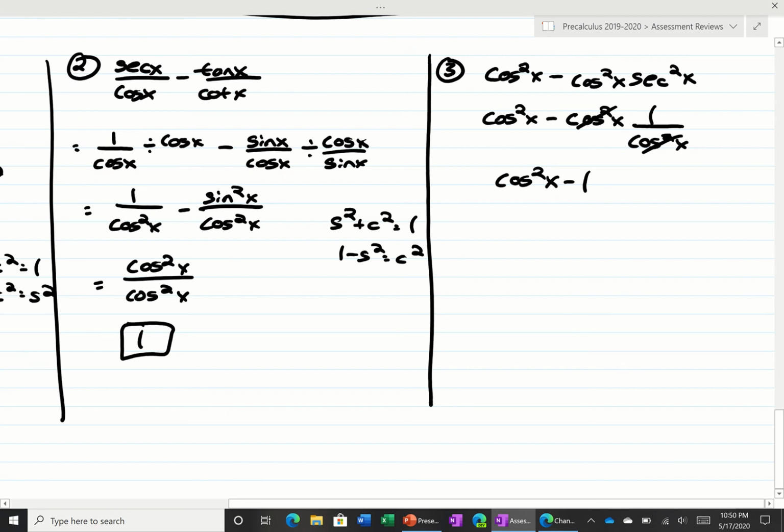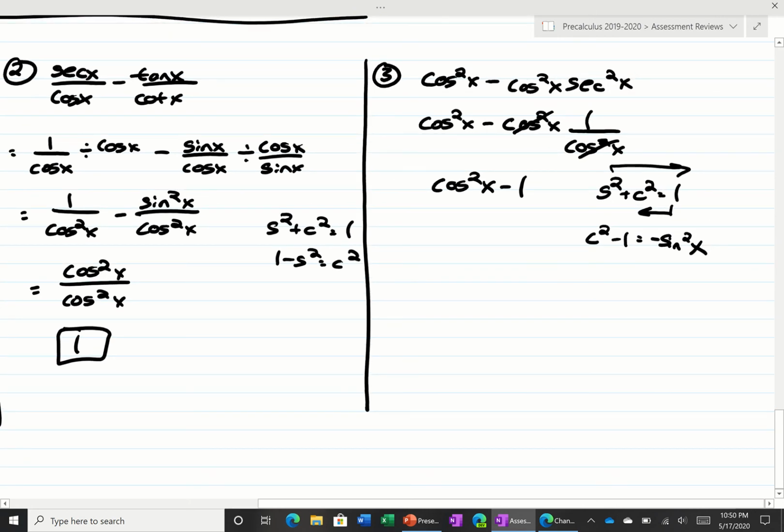Now that's not one of the options, so let's play around with it a little bit. I know that sine squared plus cosine squared is 1. So cosine squared minus 1 is equal to negative sine squared of x. And just make sure everything worked out here. So actually, cosine squared minus 1 is equal to negative sine squared. Yep, and that's the answer. So negative sine squared of x.